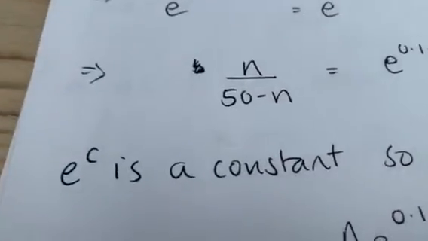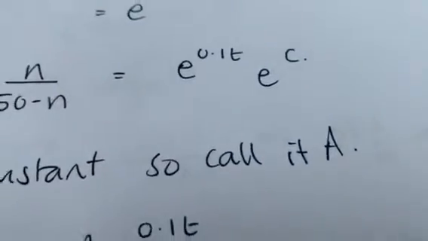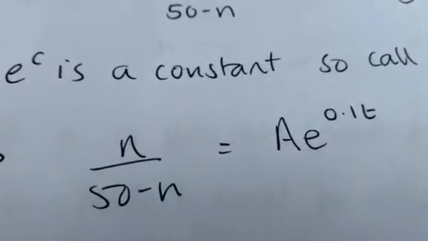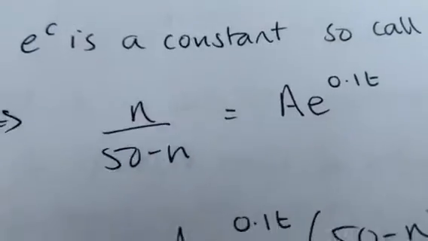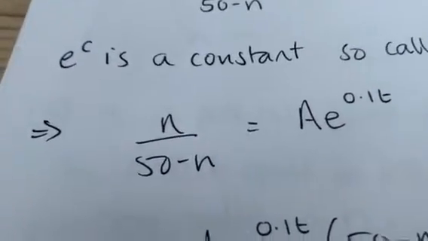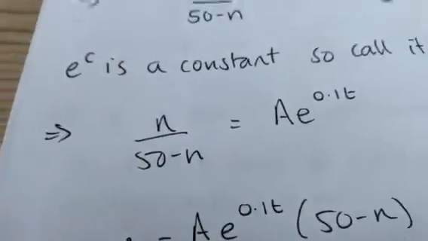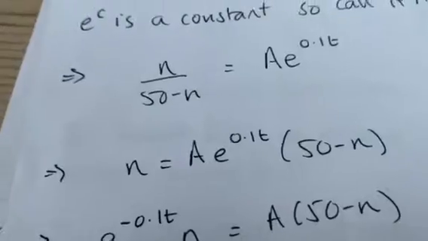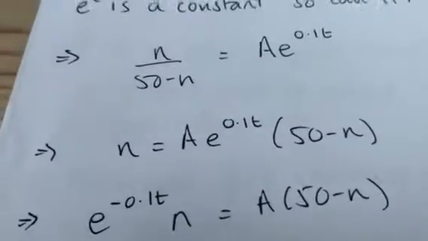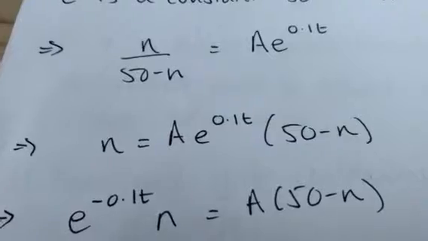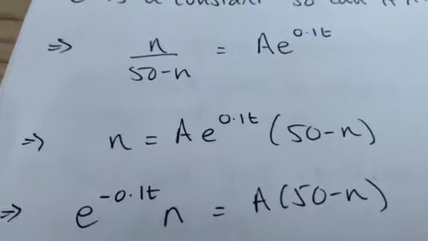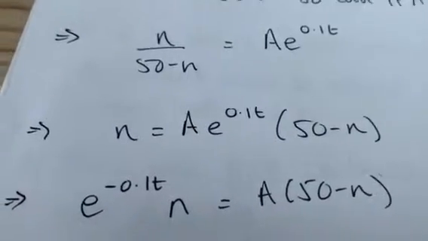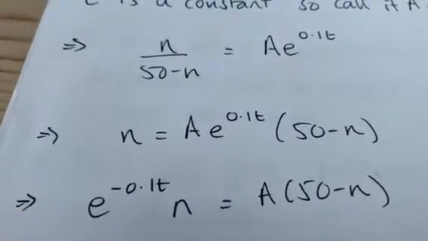Now, I also know that e to the c is just a constant, so I'm going to call that constant capital A, basically because that's what they've called it in the question. So I've rewritten it like this. All the time I have one eye on what I'm trying to prove. So here I'm going to multiply both sides by 50 minus n. I'm aware that I need to make n the subject. The only reason I'm doing this is because I can see it in what I'm trying to prove. I now divide both sides by e to the 0.1t.